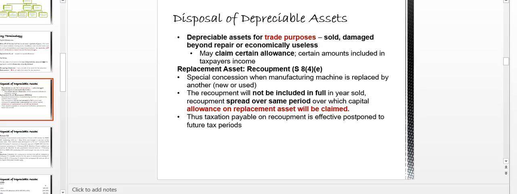So this is a special concession when a manufacturing machine is replaced by another, either a new or used asset. Now, this recoupment will not be included in the full year it is sold, but it's spread over the period over which the capital allowance on the replacement asset will be claimed. So the taxation payable on recoupment is effectively postponed to future tax periods.